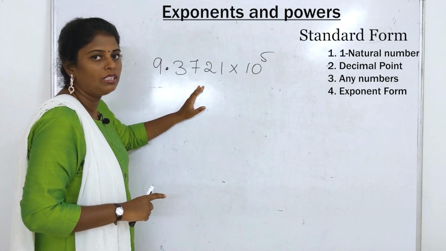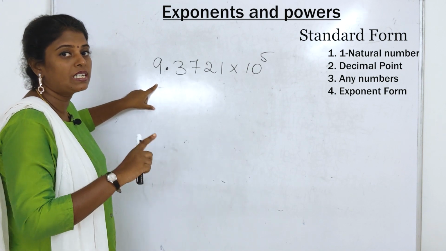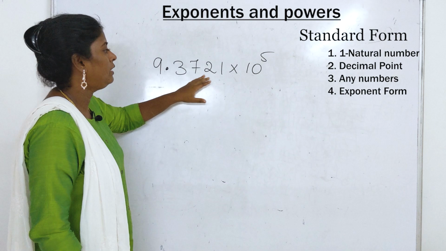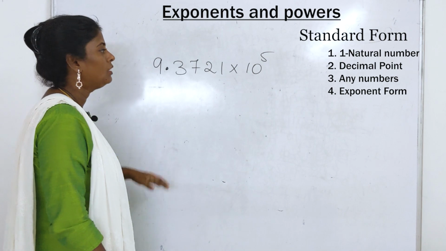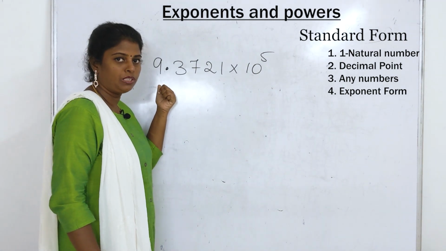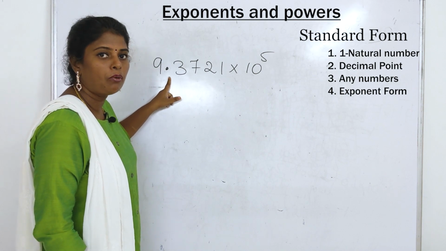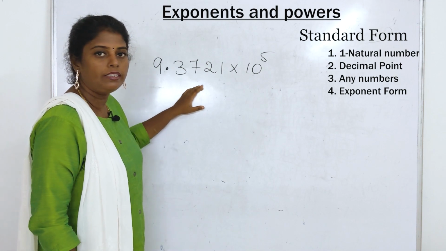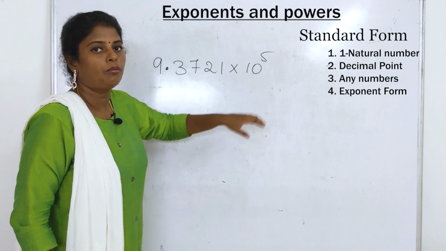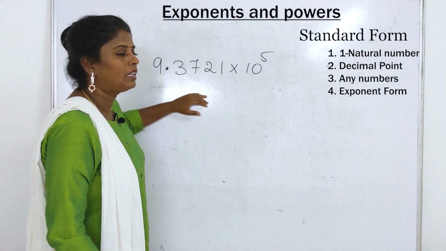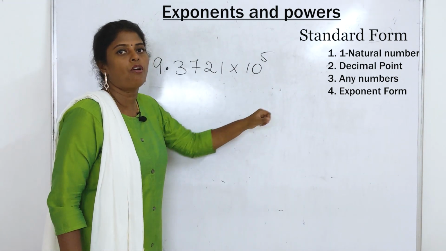After the decimal point, there may be any number, but before the decimal point, there should be strictly only one number. And then we have an exponent form of number. So the condition is that only one natural number should be there, followed by a decimal point. After that we have any number of numbers, and then we have an exponent form of number. So the combination of these conditions makes a standard form.